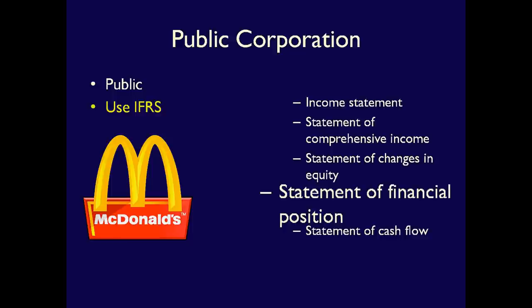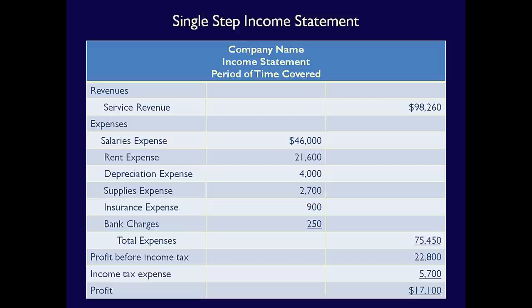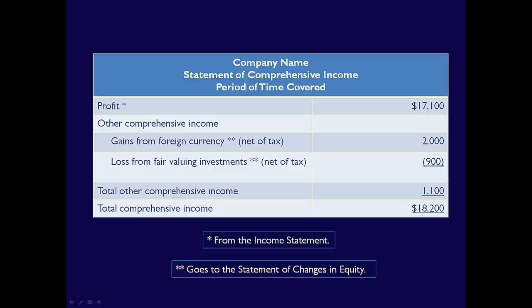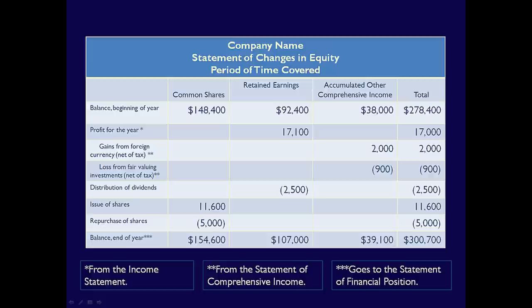The first financial statement produced is the income statement. This statement measures a company's performance. The profit or loss from the income statement is used in multiple other statements, but right now let's focus on the fact that the profit or loss is carried forward to the Statement of Comprehensive Income. This statement adds or deducts unrealized gains or losses to provide a broader definition of a company's performance, one that includes both realized and unrealized amounts. The unrealized gains or losses on the Statement of Comprehensive Income are then carried forward to the Statement of Changes in Equity. This statement reports how profits, dividends, shares, and other items have affected shareholders' equity.